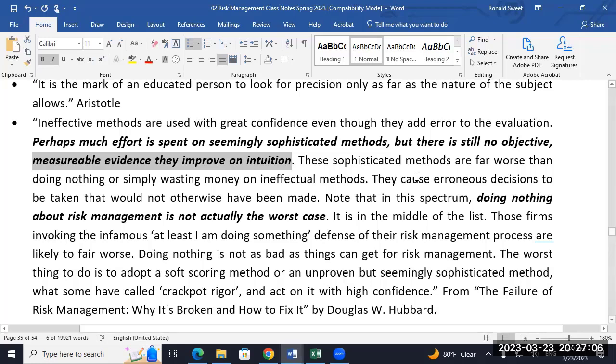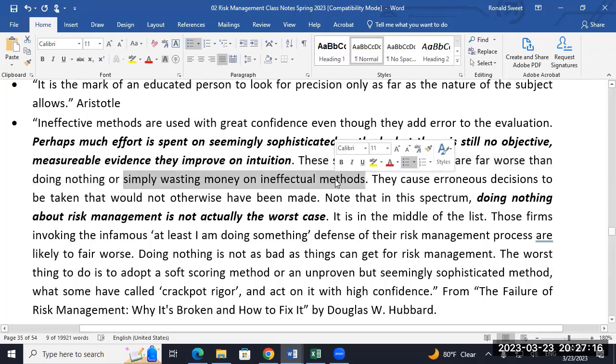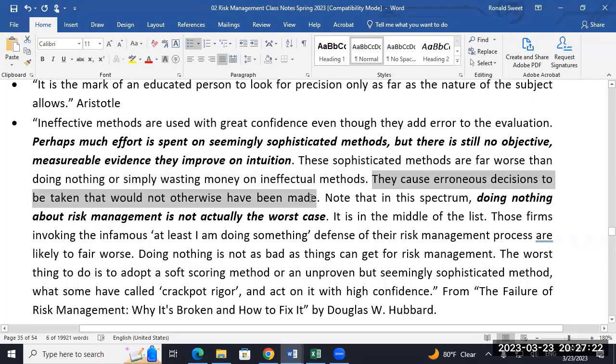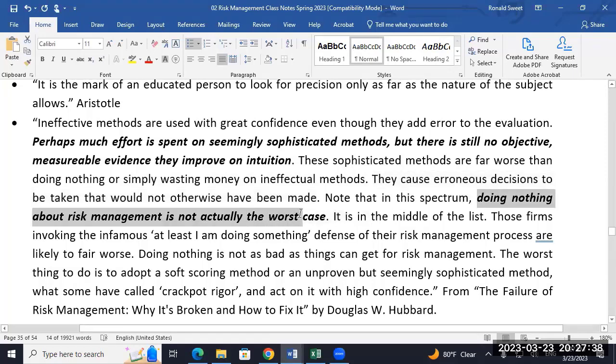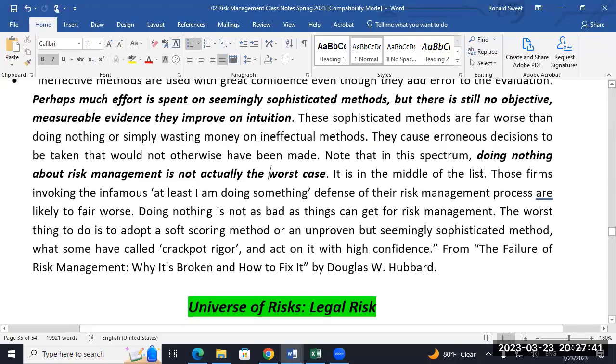Perfect question to ask. The sophisticated methods are far worse than doing nothing. They're far worse than just wasting money on the effects. Why are they worse? They cause erroneous decisions to be taken, that you don't want, right? We have this heat map, and because of the heat map, we can now do X when they shouldn't be doing X. And not only are they doing X, but they're doing X with great confidence because you just showed them a heat map. Note that in this spectrum, doing nothing about risk management is not actually the worst case. It is in the middle of the list. Those firms invoking the infamous 'at least we are doing something' defense are likely to fare worse. Doing nothing is not as bad.